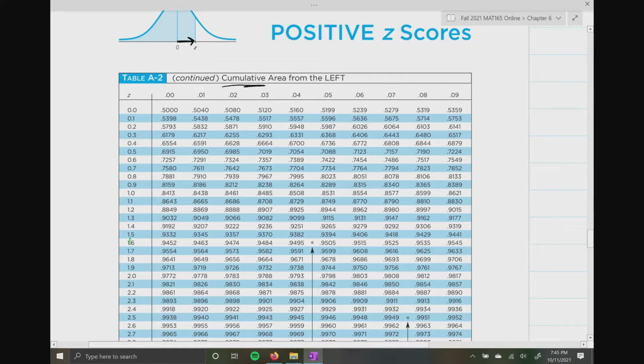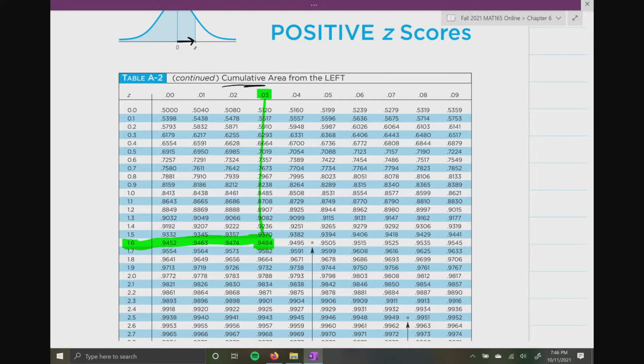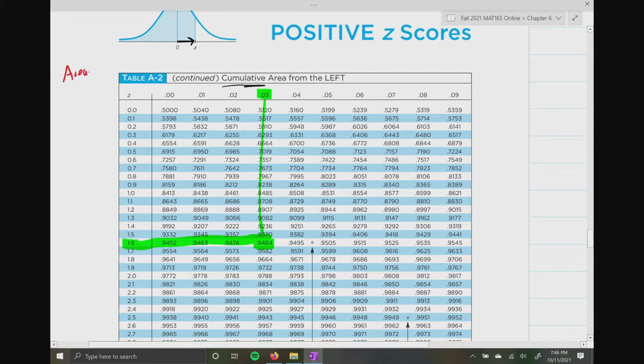So here's 1.6, and there's the 3, and all I have to do is bring these together. And as you can see here, we're going to come up with 0.9484. All right? So the area is going to equal 0.9484. Okay? And that is how we use this table. This table is unbelievably powerful.